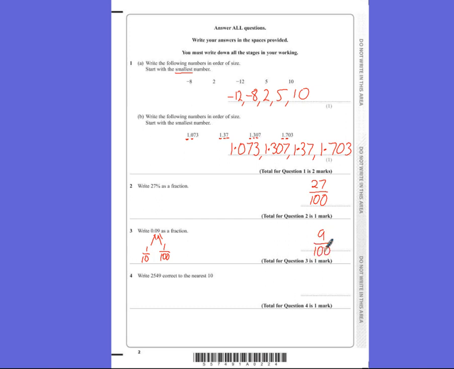Question 4, write 2,549 correct to the nearest 10. Well, the tens column has currently got a 4 in it for 40, but the units column has 9 units in, so that's going to make it closer to 50. So that'll be 2,550.